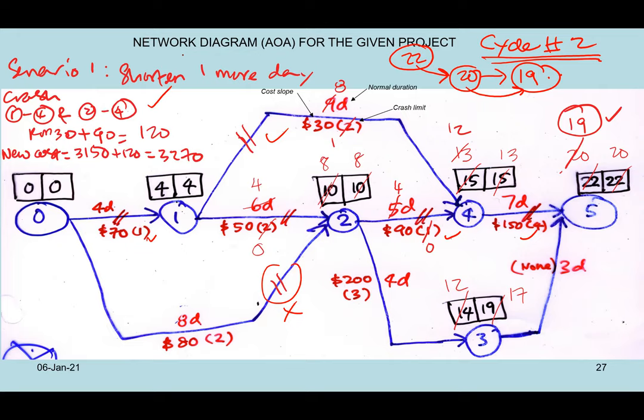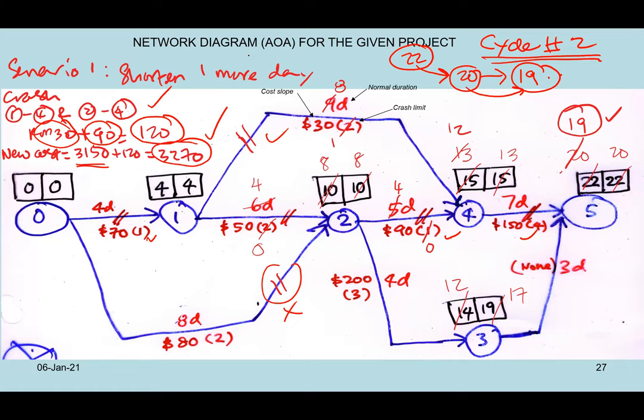If I do that, I do the recalculation. And it looks like it is acceptable within the diagram. And you notice that there is an increase of 30 ringgit plus 90 ringgit, which is 120 ringgit, to the previous cost, 3150. At the end of the day, I get 3270. That could be scenario number 1 on cycle number 2.